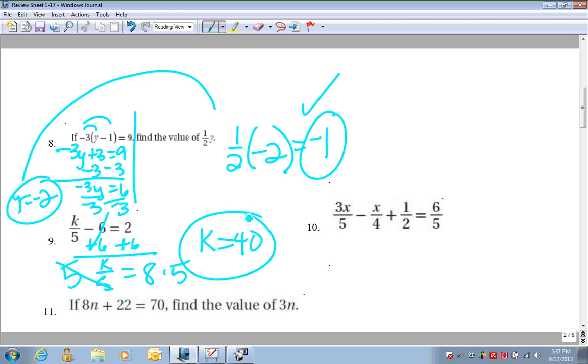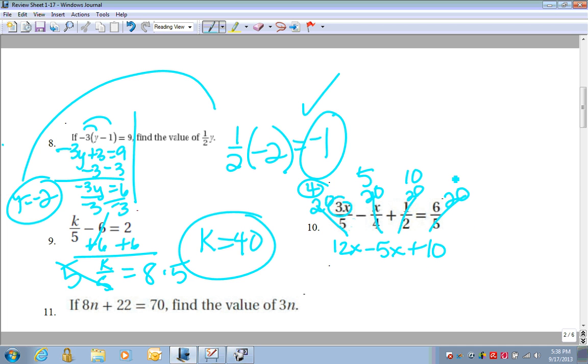Number 10. Now this one's a really good problem. I need to clear my fractions. I'm going to multiply everything by 20 because 5, 4, and 2 all divide into 20 evenly. 5 goes into 20 4 times, and 4 times 3x is 12x. 4 goes into 20 5 times, don't forget the x. 2 goes into 20 10 times, so it's plus 10. 5 goes into 24, and 6 times 4 is 24.